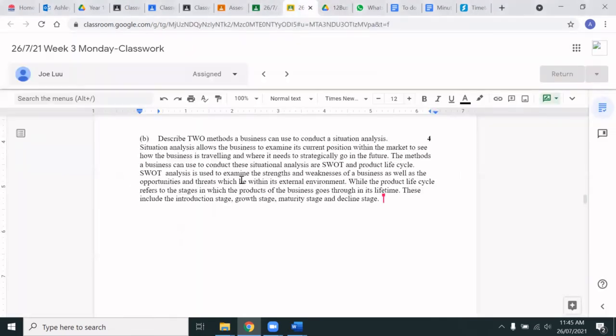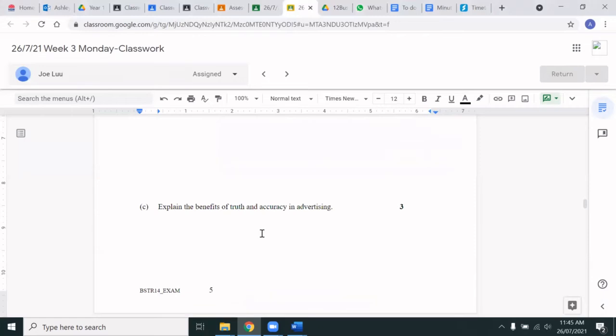Okay. Next one, guys, is explain. So once again, it's an explanation. All right. So they want a few benefits, a few good things about using truth and accuracy in advertising. All right. It's not just an outline. It's not just an identify and list things. So explain the benefits of truth and accuracy in advertising.